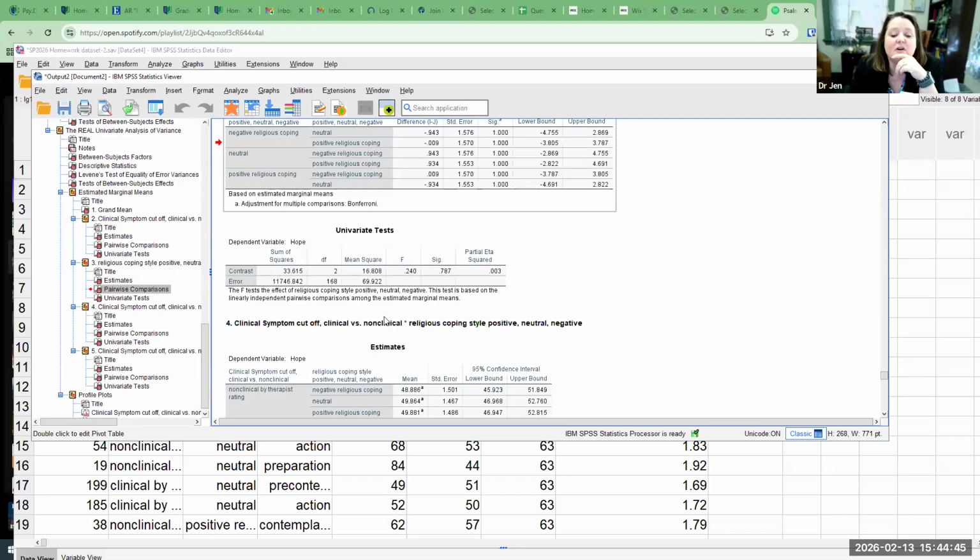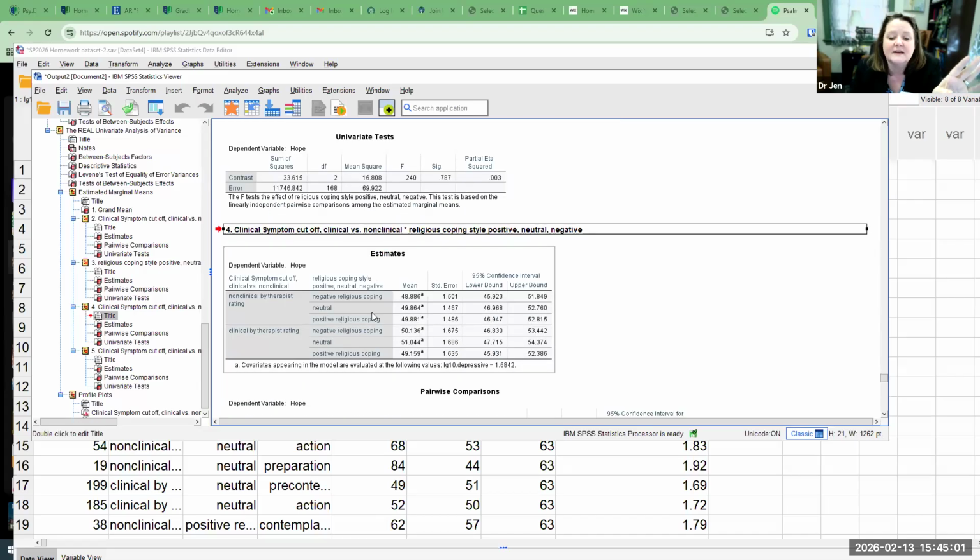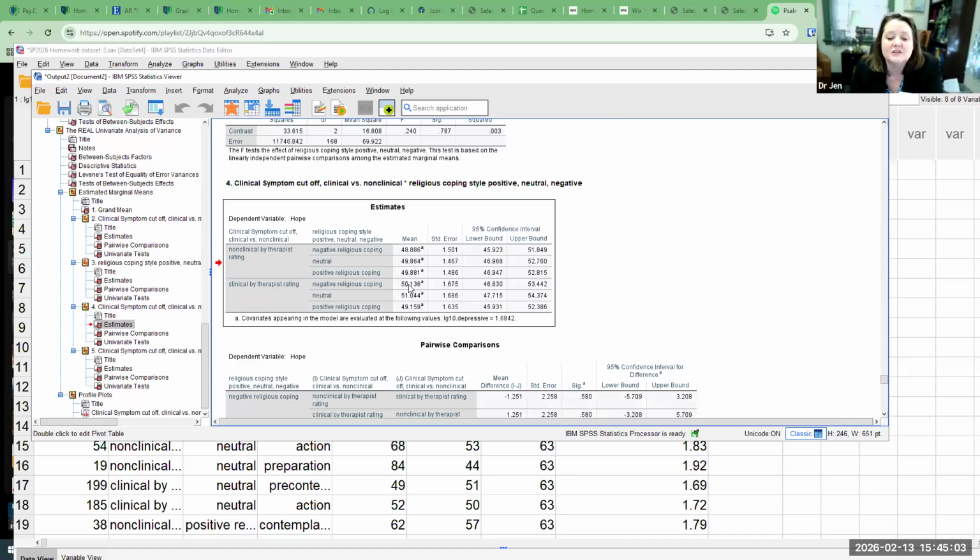All right. If our interaction had been significant, one of the things to look for to find the interaction in the output is this little star right here. So you can see it's clinical symptom versus religious coping, right? And you can see they're both here. So this is telling me this is my interaction data. There's my interaction mean scores, right? So it's non-clinical and negative religious coping. Those are the people that are in that little group.